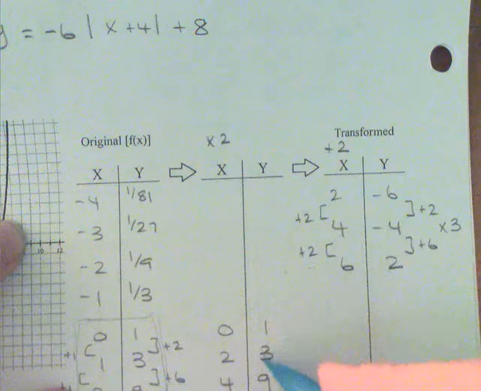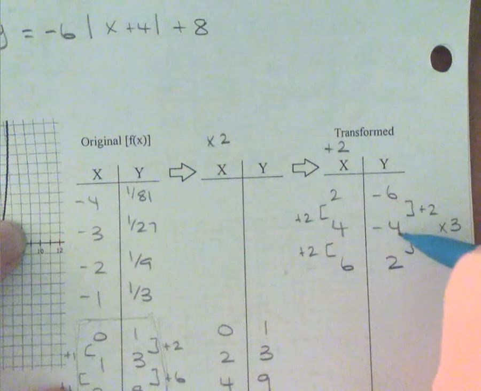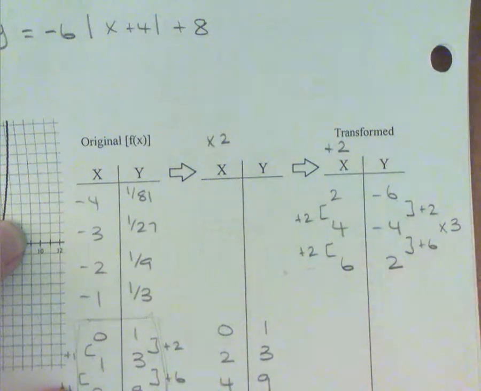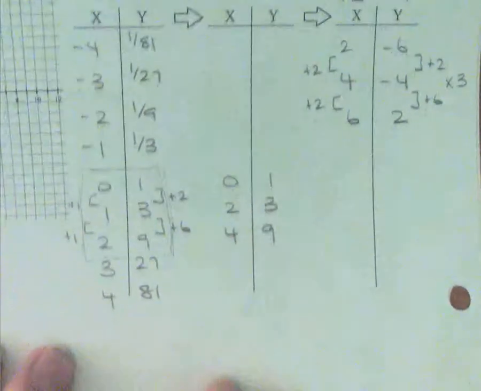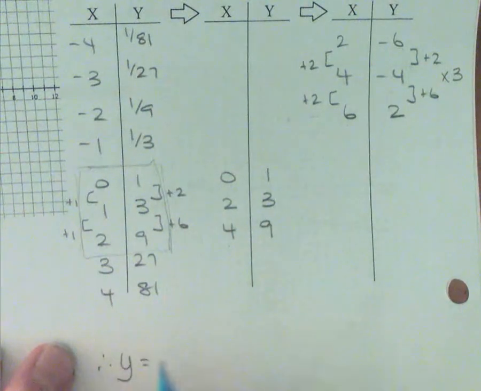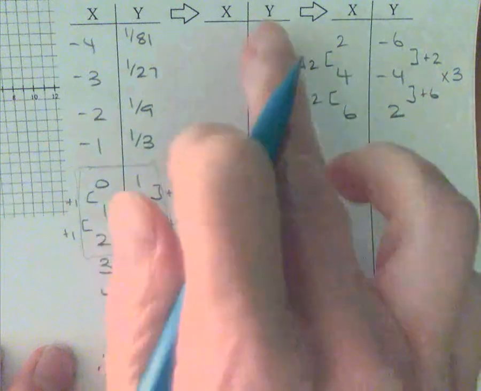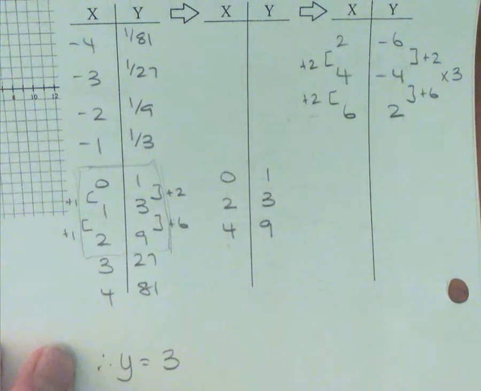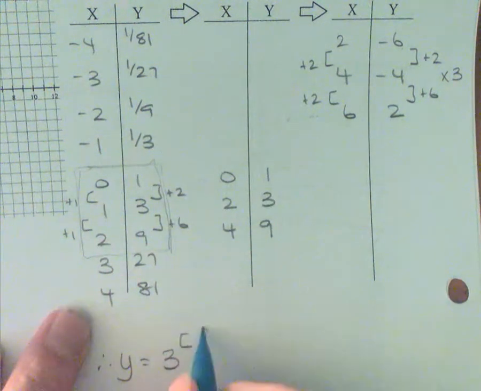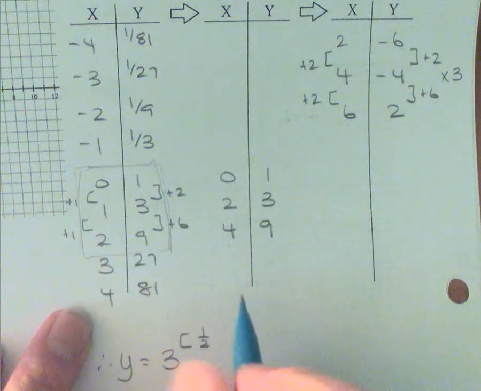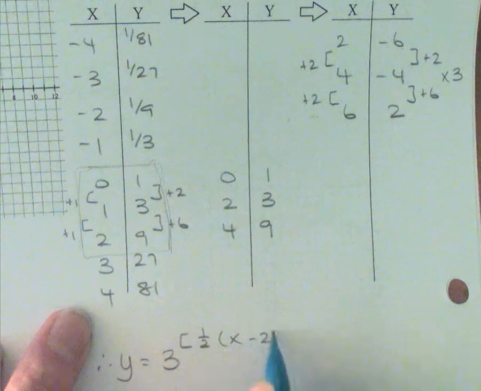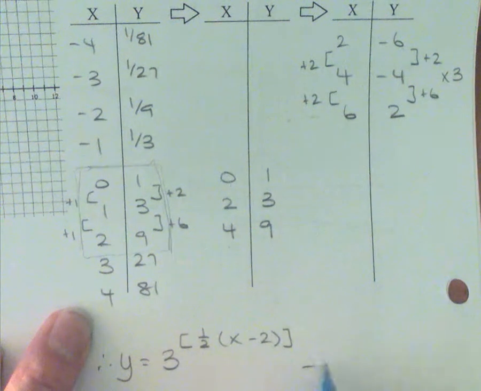I have 1, 3, 9. They became minus 6, minus 4, and 2. So what did I add or subtract? I subtracted 7. So now I can create my equation. So I have y equals, there's nothing that happened to y to multiply or divide, so I start with my base of 3. 1/2, because up there it's multiplied by 2. Brackets are lying to me. I have x minus 2, and then I have minus 7 on the end.